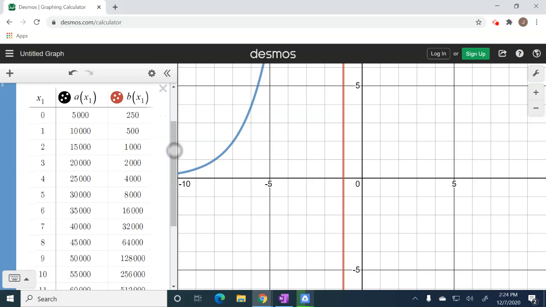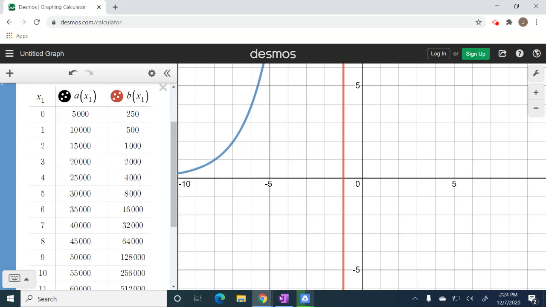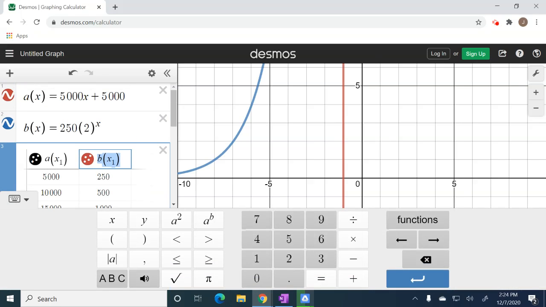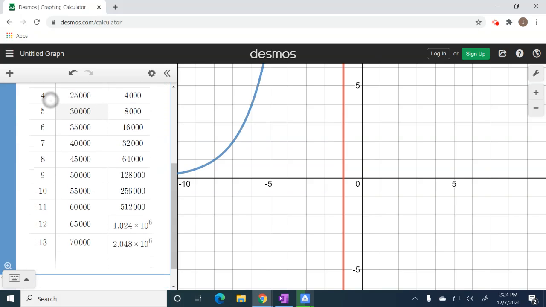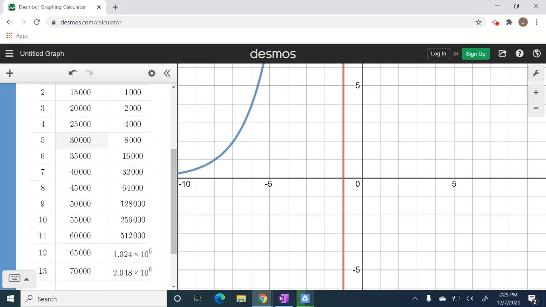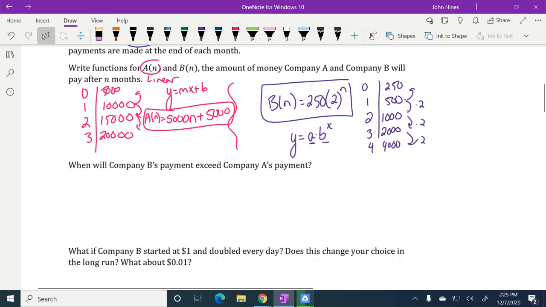So notice over here that it starts off losing b of x. The exponential starts off losing, but as the table goes on here, eventually it starts to win. Where does it start to win? Right there at year 8. Look right here, it's 45, 64. So the winner is, when does it change? When will company B exceed company A? At month 8. Eventually, month 8 wins.